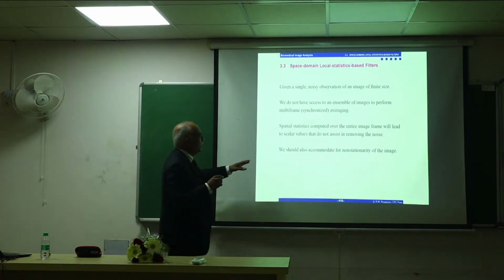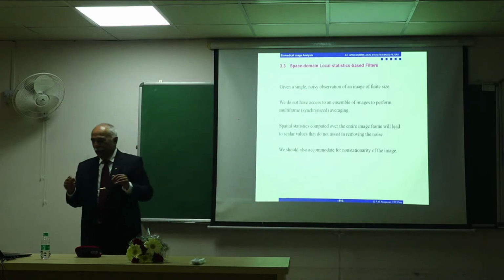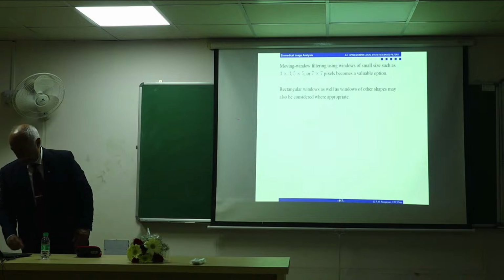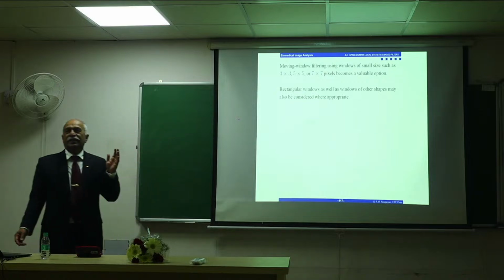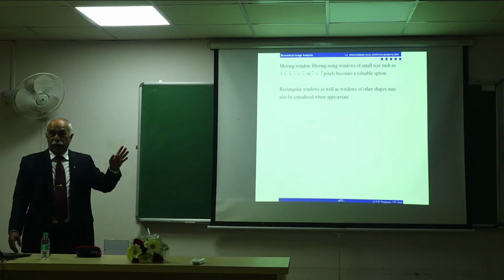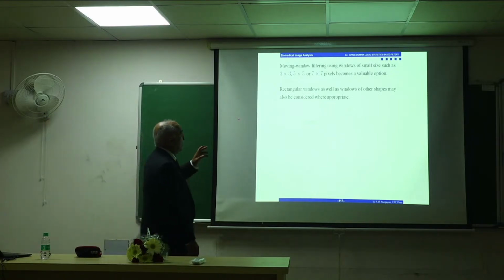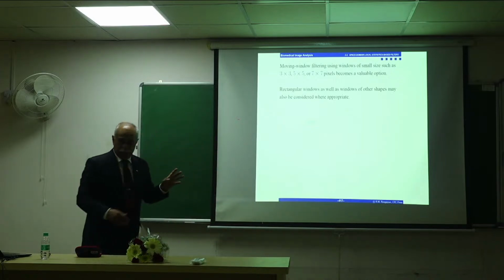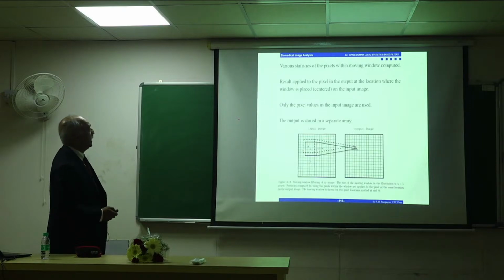So we should accommodate for non-stationarity of the image too. So then you go for local statistics. A moving window filter uses windows of small size, typically squares, 3 by 3, 5 by 5, 7 by 7, but later on I'll show other types of windows. Rectangular windows as well as windows of other shapes may be considered when appropriate and when you can design something for the specific application.